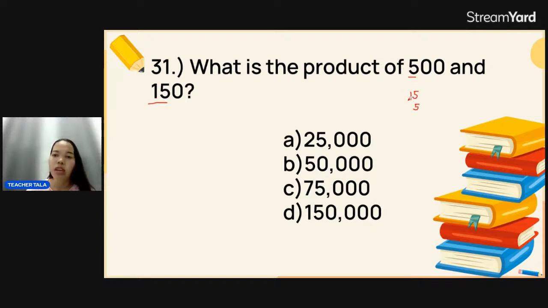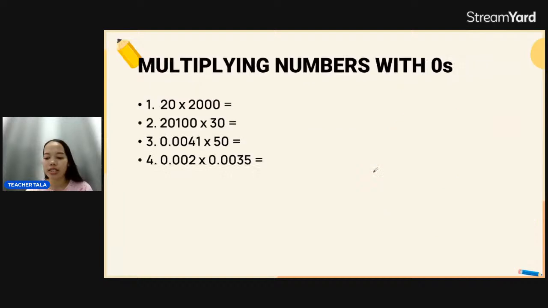Make sure that the number with more digits is on top so it's easier. So 5 times 5, that's 25. 1 times 5, 5 plus 2, 75. Now let's count how many zeros there are in all. So 1, 2, and 3. So you just have to add 3 zeros. Okay, got it? So first, multiplying numbers with zeros.